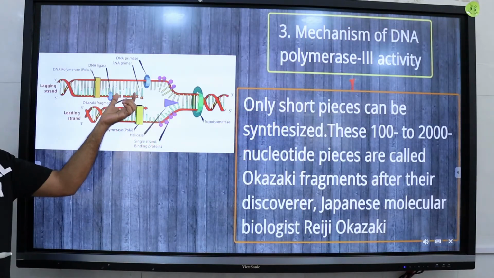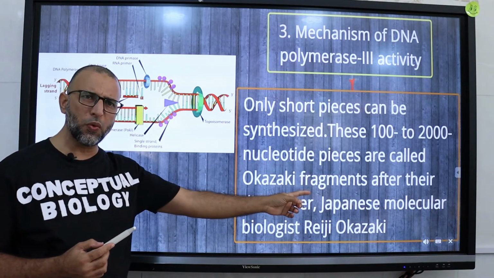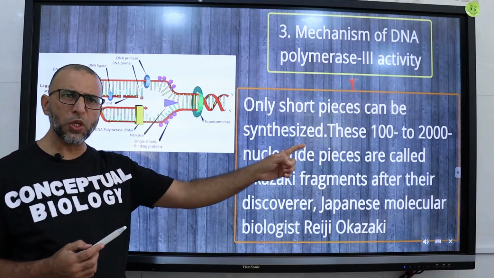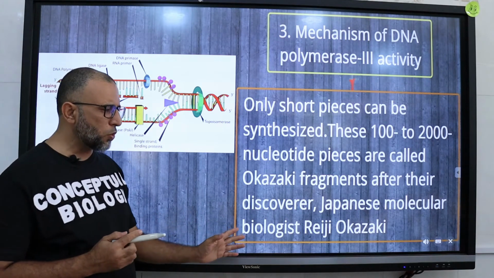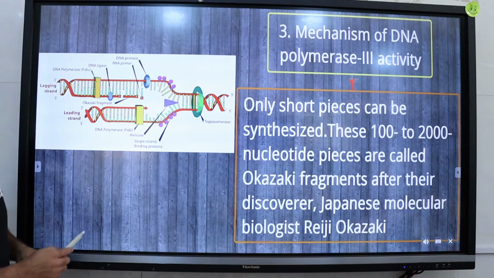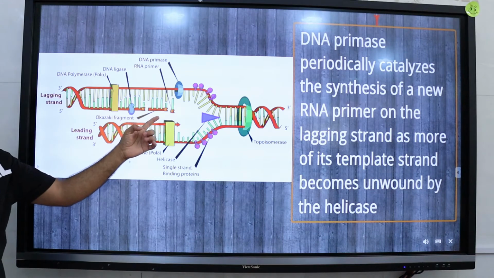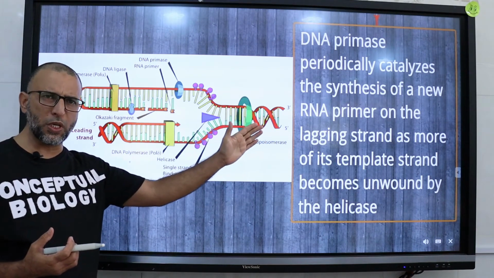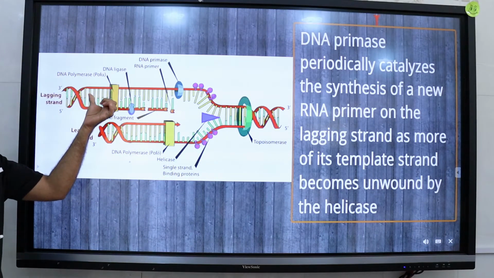The lagging strand is synthesized in small fragments, and these fragments are called Okazaki fragments. Okazaki fragments have 100 to 2000 nucleotides. These Okazaki fragments were first discovered by Japanese molecular biologist Reiji Okazaki. So the DNA primase enzyme periodically catalyzes the synthesis of a new RNA primer as the replication fork proceeds, and then a new Okazaki fragment is synthesized in the case of the lagging strand.